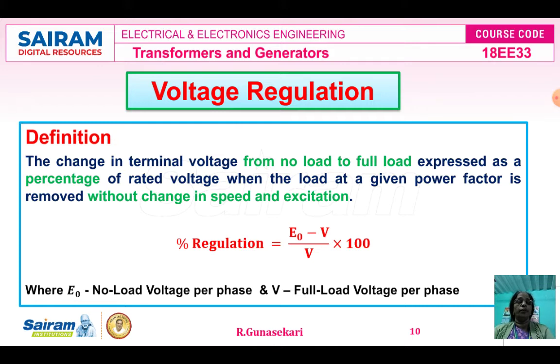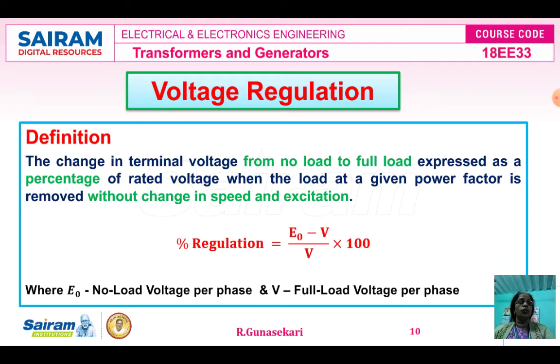For a unity power factor load, the no load induced EMF E0 is always greater than V, hence the voltage regulation is positive. So for both lagging power factor and unity power factor, the voltage regulation is always positive. For leading power factor, it is always negative.